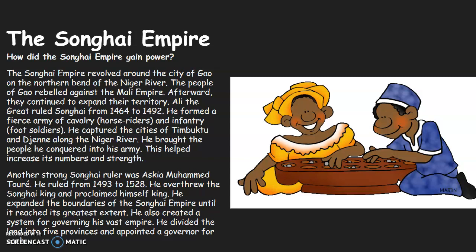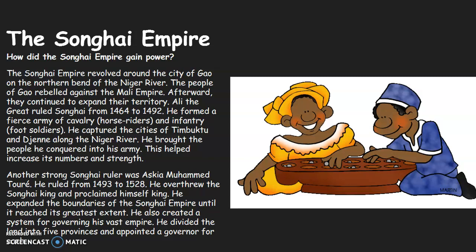So how did the Songhai Empire gain power? The Songhai Empire revolved around the city of Gao and the northern bend of the Niger River. The people of Gao rebelled against the Mali Empire. Afterwards, they continued to expand their territory. Ali, the great Songhai ruler from 1464 to 1492, formed a fierce army of cavalry, horse riders, and infantry, foot soldiers. He captured the cities of Timbuktu and Djenné along the Niger River. He brought the people he conquered into his army. This helped increase its numbers and strength.